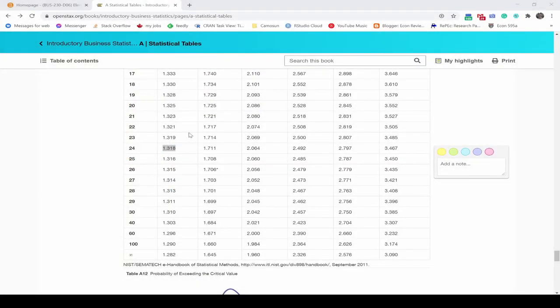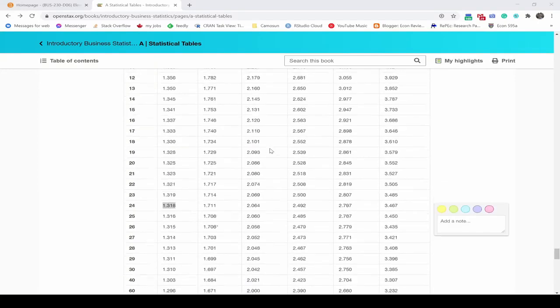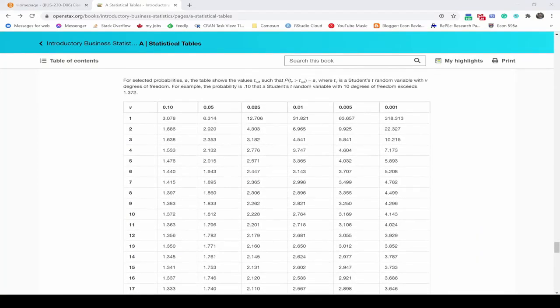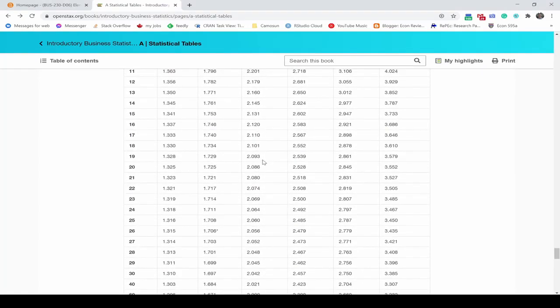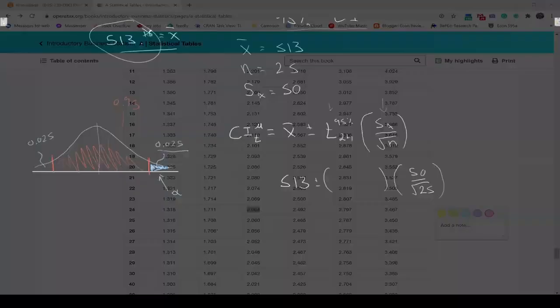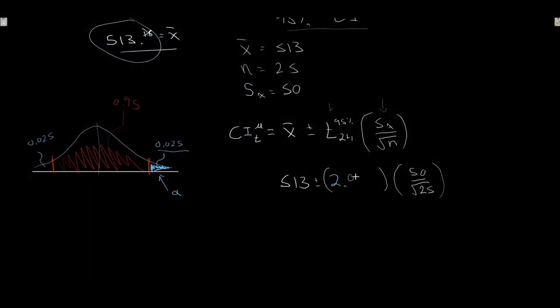So let's jump over to our t-table and look up the corresponding t24. So T24 for 2.5%. So up to the top, 2.5% is my third column. Going down, T24 would be 2.064. So taking a look at that, let's jump back. 2.064 would be that corresponding t statistic.